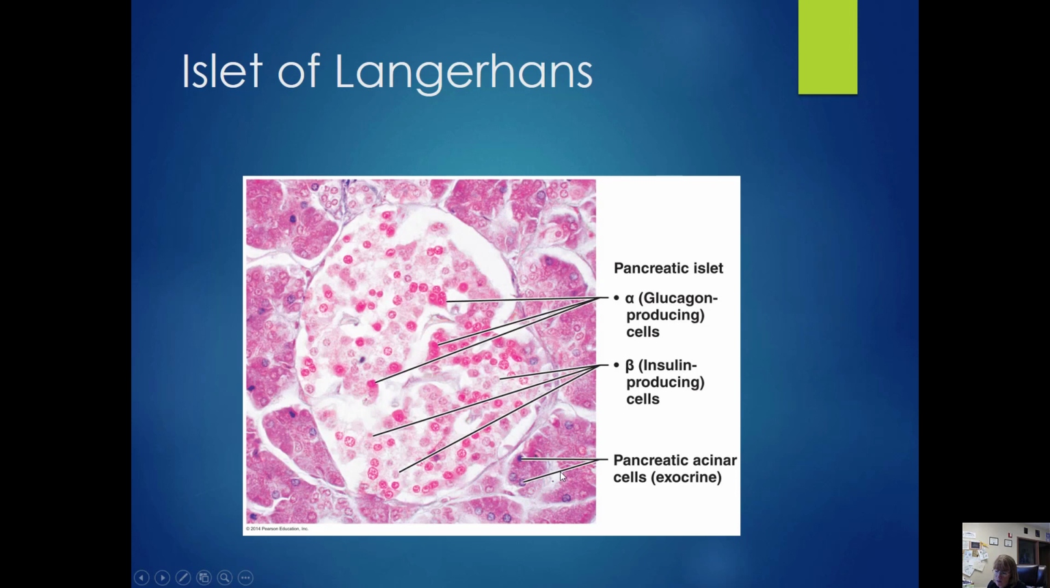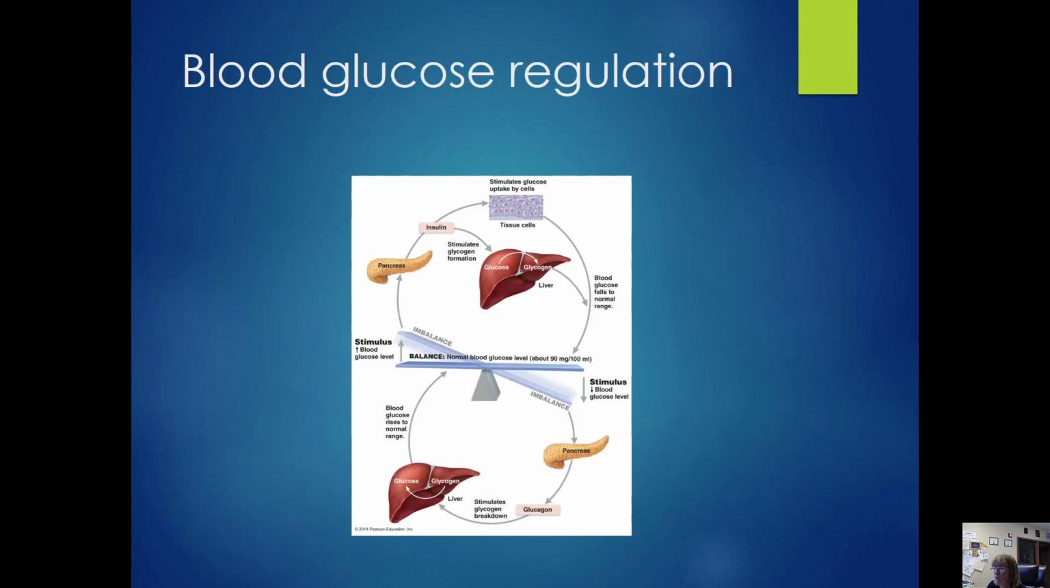So we have the trypsinogen, and then it comes out and gets converted to trypsin, and then that will stimulate the conversion of the rest of the pancreatic enzymes. So lipase, pancreatic amylase, and chymotrypsin and carboxypeptidase activate those as they go into the duodenum.